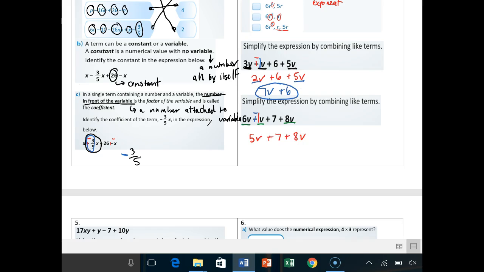Now I look again. Do I have any more like terms? Yes, I do. 5v and 8v. So that gives me 13v plus 7. That's my answer. Not 20v, right? You can't add 13v and 7, right? Those are unlike terms because that one doesn't have a variable of v. Okay, pause this video and do number 4. This is also the end of part 1 video.